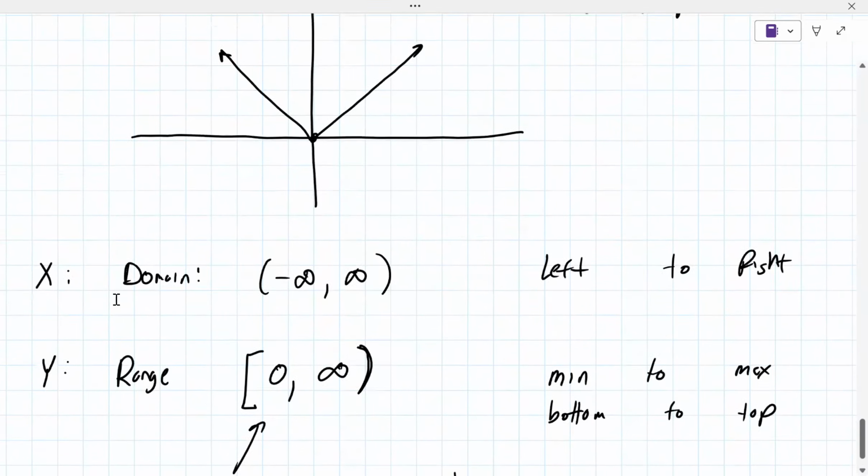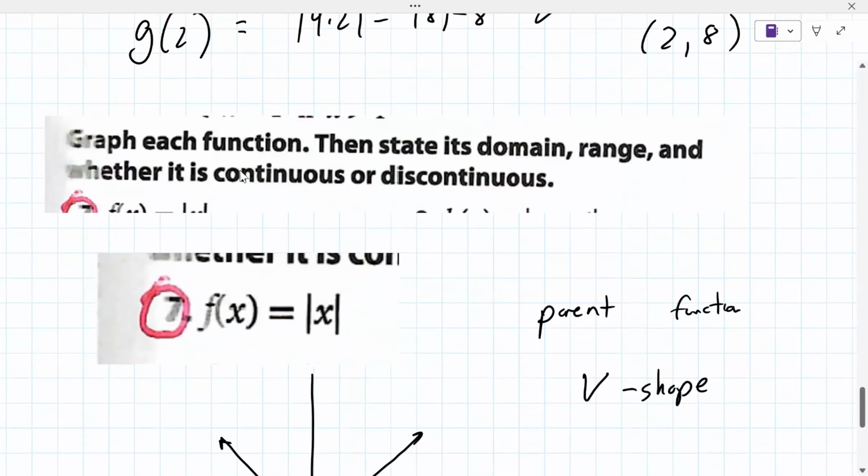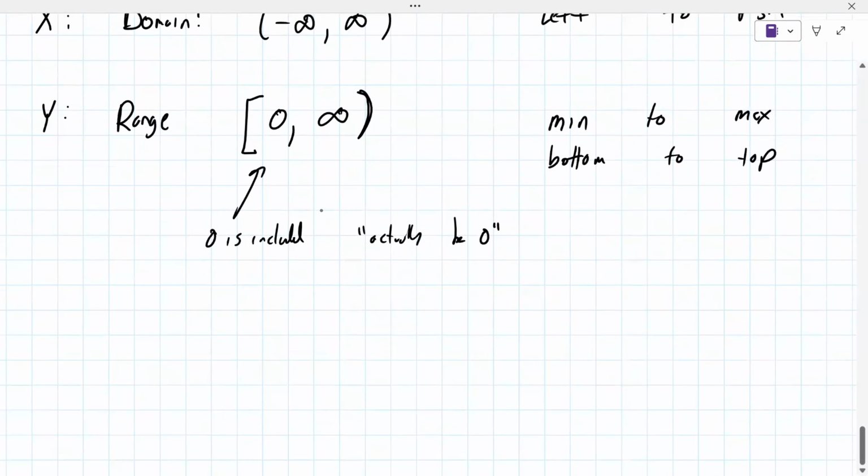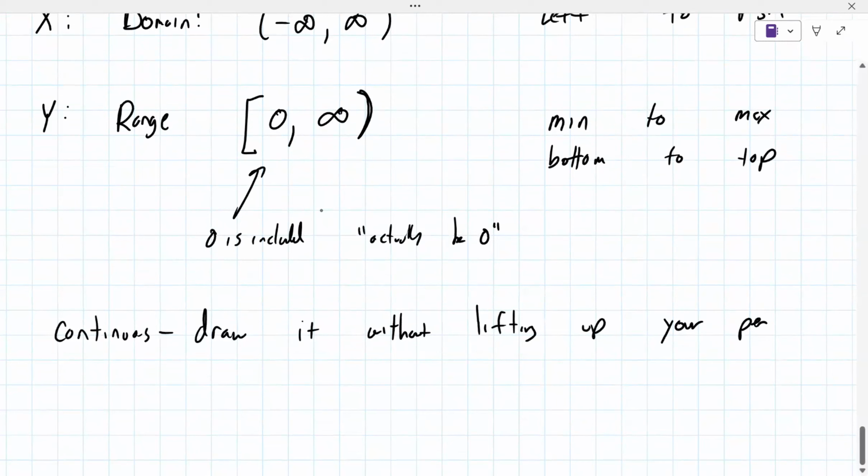Now to answer the last part, if you look at the instructions, the last part says, is it continuous or discontinuous? So the simple answer for continuous or discontinuous is if you can draw it without lifting up your pencil. So notice how you can draw it, it goes down, it goes up. You can draw it without lifting up your pencil. Yes, it's continuous.